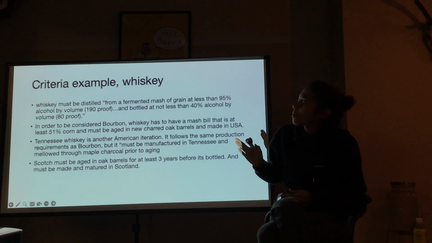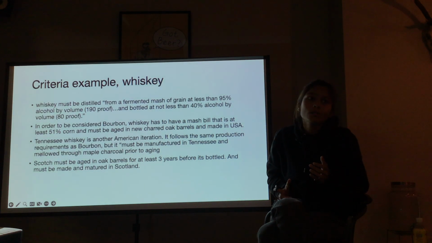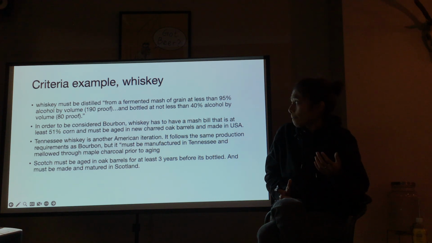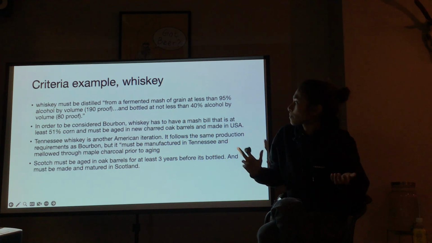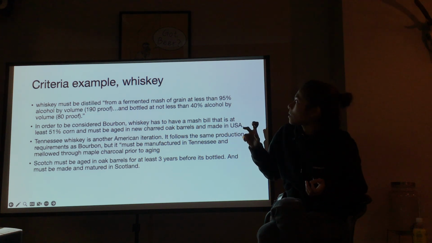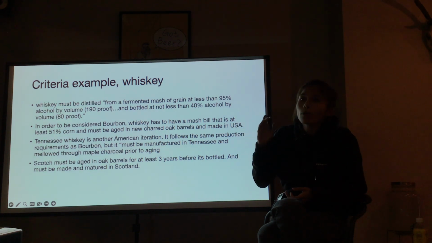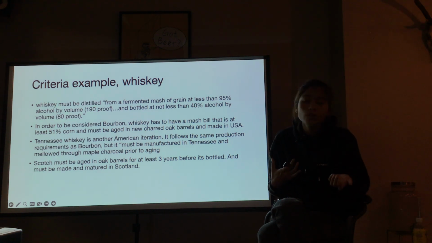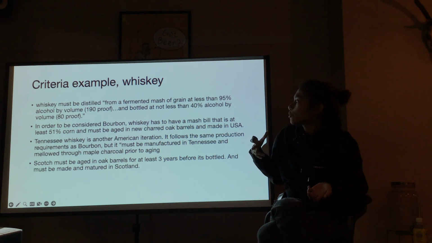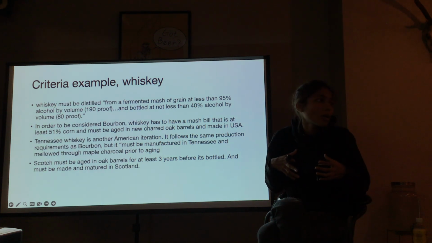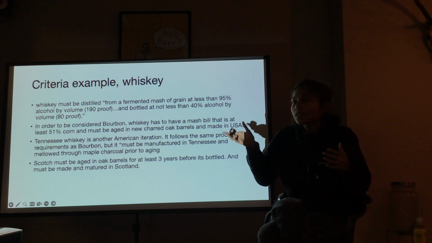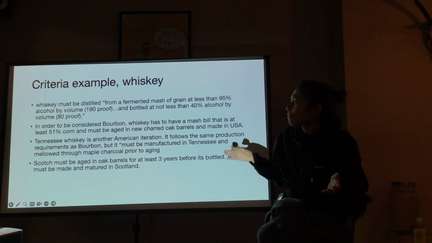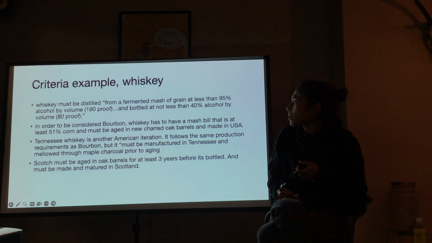So one example would be whiskey. For you to call something whiskey, it needs to be from a mash, distilled to less than 95% alcohol, and then bottled not below 40. For it to be called bourbon, it needs to be made in the US and have a mash bill that is 51% corn. And then Tennessee whiskey has the same production requirements as bourbon, but needs to be manufactured in Tennessee and then go through maple charcoal.